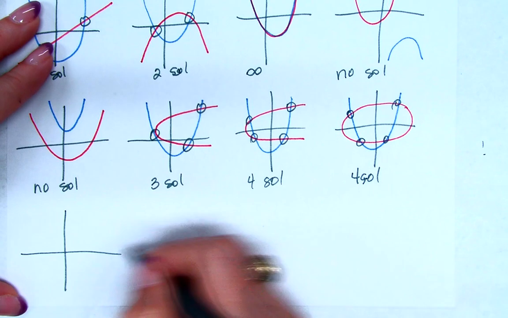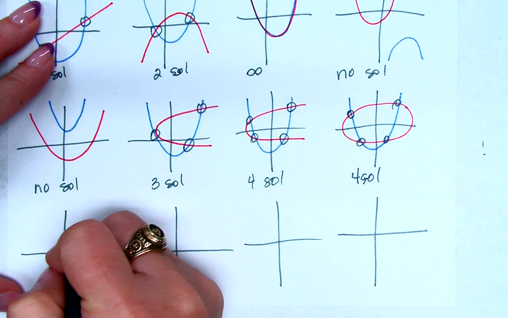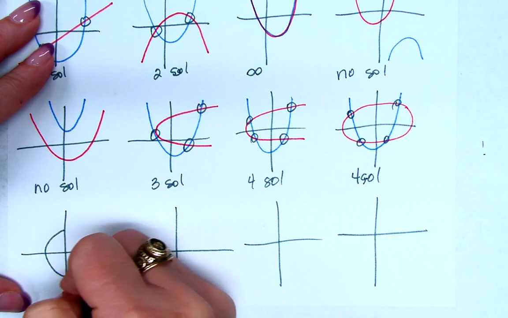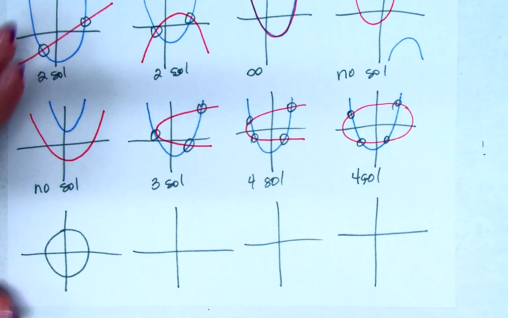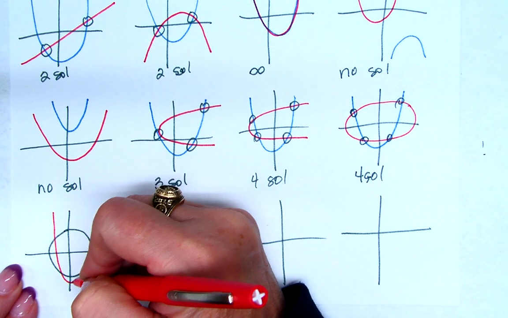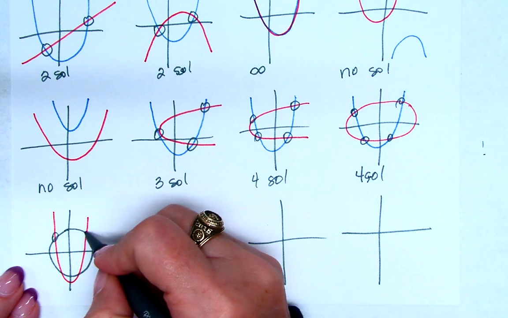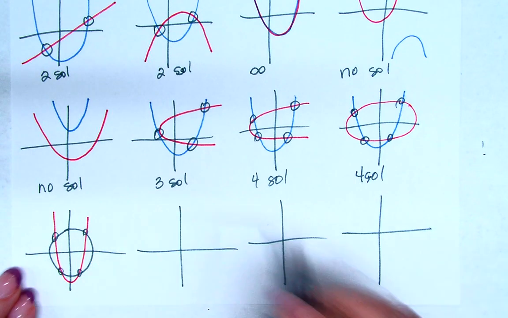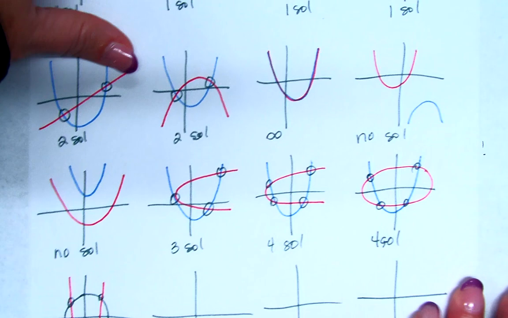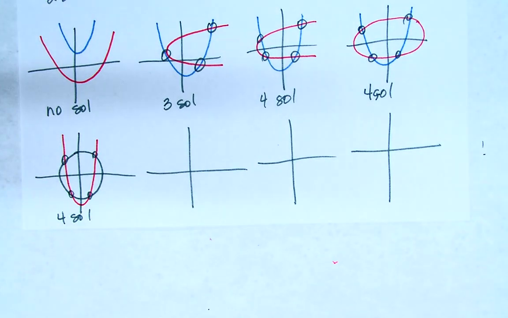All right, I'll be brave. I'll start with the circle. Yes, that's usually how my circles look. What if I did this? Like that. So 1, 2, 3, 4. 4 solutions. So can I have 5?